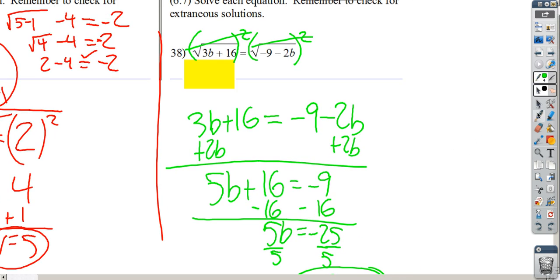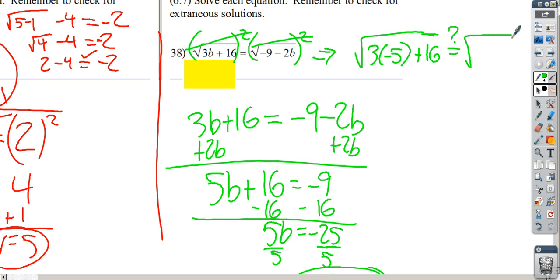So let's double check that. Let's plug in negative 5. So 3b, sorry, that's not a 36, that's a 3b. So 3 times negative 5 plus 16. Does that in fact equal the square root of negative 9 minus 2 times negative 5? Let's check. So this is negative 15 plus 16, which is 1. And this one is going to be negative 9 minus 2 times negative 5, that's plus 10.